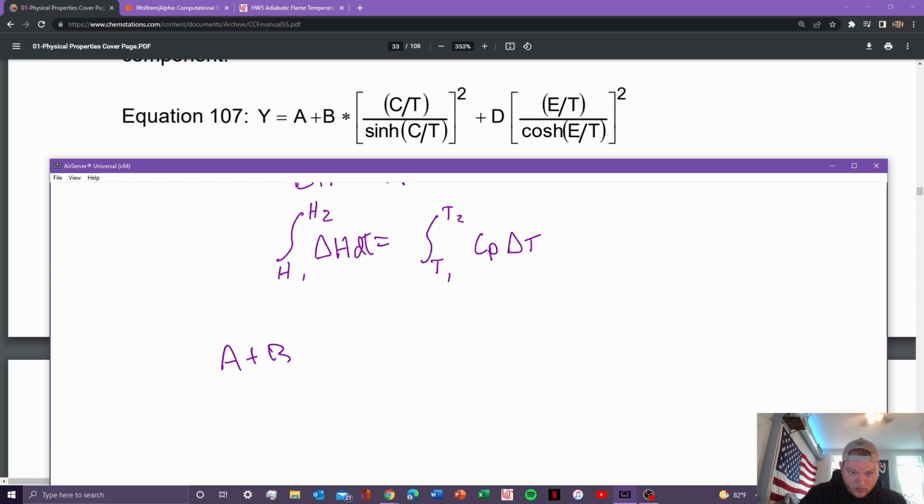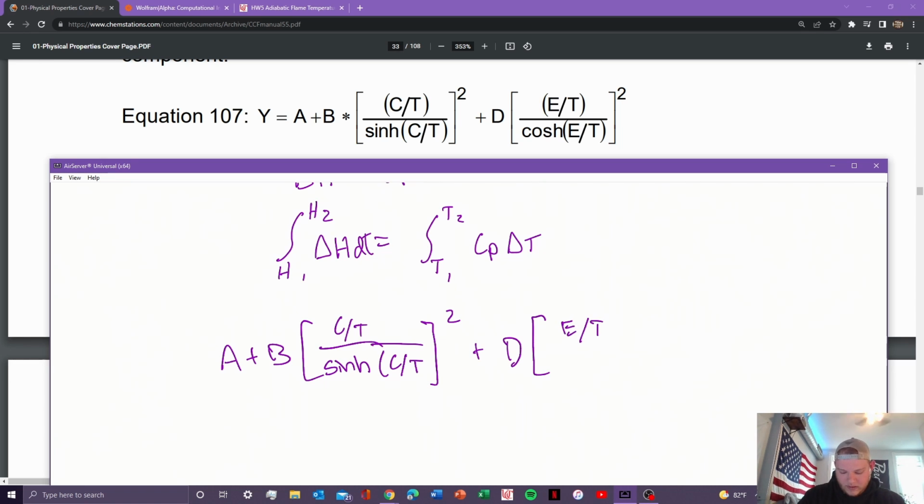A plus B times (C over T over sinh(C over T)) squared plus D times (E over T over cosh(E over T)) squared. The h after sin and cos is for hyperbolic sine and cosine.